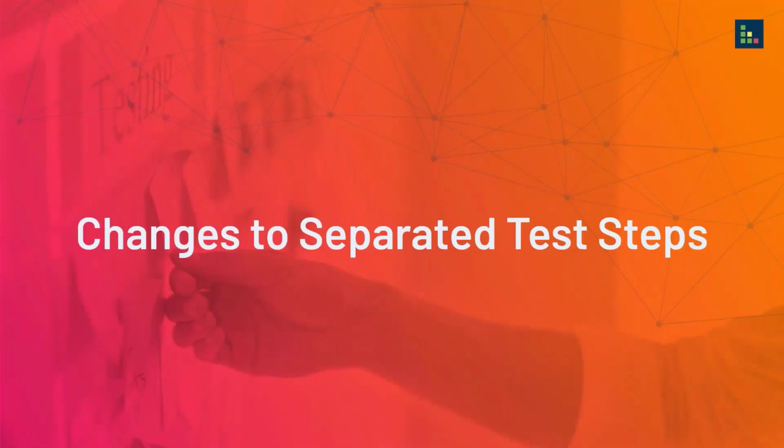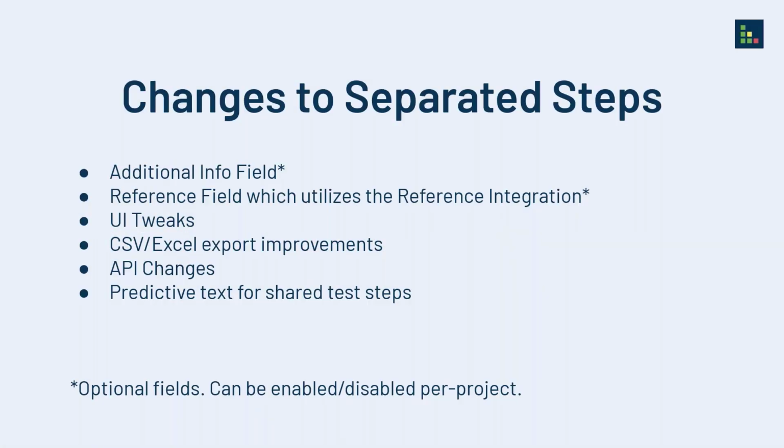So for the changes to the separated steps field, we've made a couple of enhancements to allow customers to use more information inside the separated steps. We've added an additional information field along with a references field. The reference field will utilize the reference integration for your project or instance. Both of these fields are optional, but you can enable them on a per project basis as needed. We've made some tweaks to the UI for the separated steps field to change the layout a bit and move some buttons around, which we'll get into in just a moment.